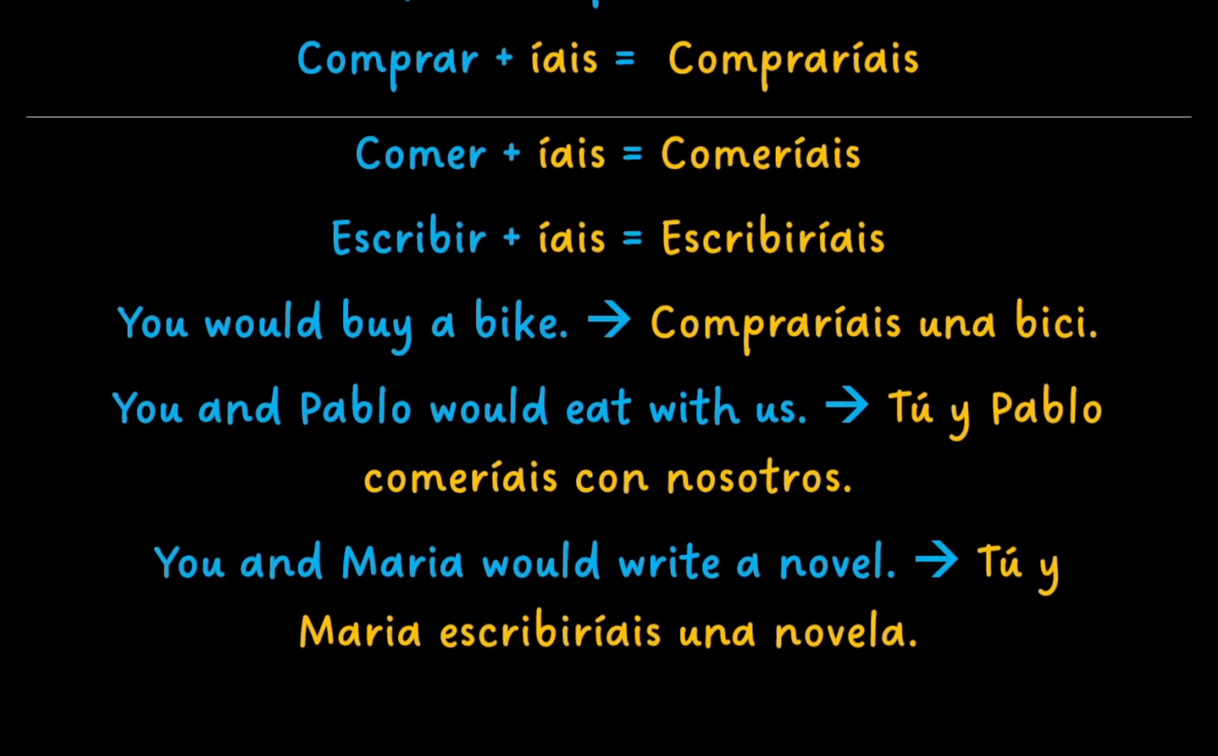You would buy a bike is compraríais una bici. You and Pablo would eat with us is tú y Pablo comeríais con nosotros. And you and Maria would write a novel is tú y Maria escribiríais una novela.